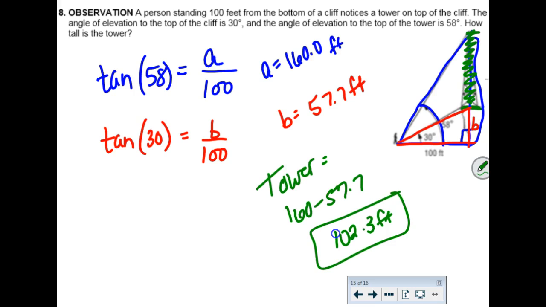Any of my trig friends having fond memories of law of sines? No? Have no fond memories of law of sines. Okay. Well, it's coming back later. Don't worry. We'll get to you.